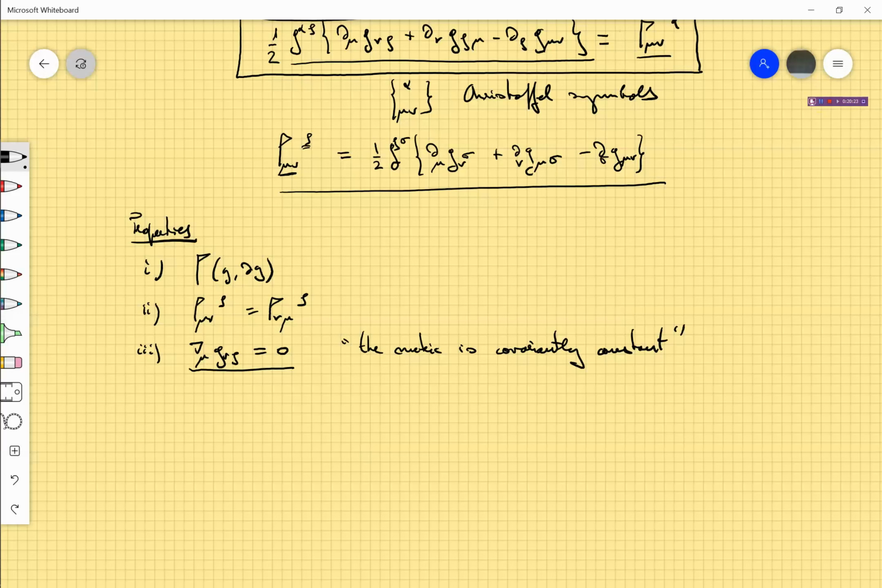Okay, so the question is, what happens with the inverse metric? Is it also covariantly constant? In order to answer this question, we are going to do as follows. First, let's consider the covariant derivative of the Kronecker delta symbol. Okay, it's a tensor.